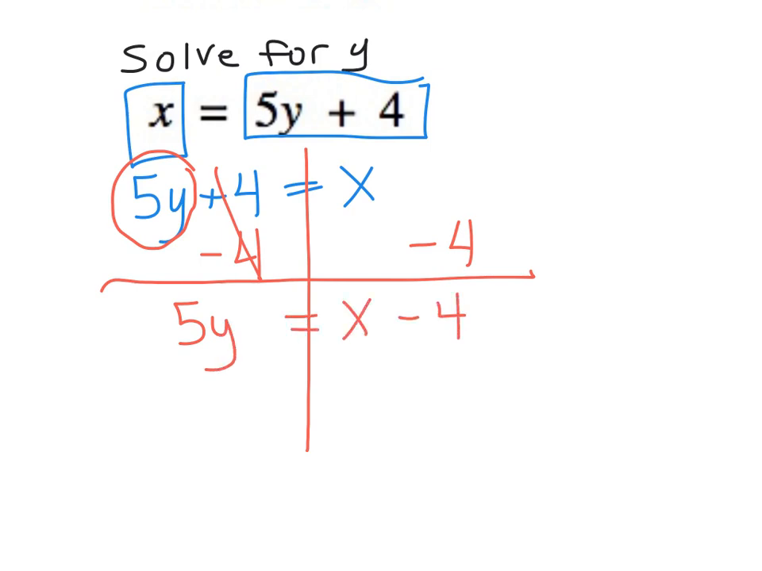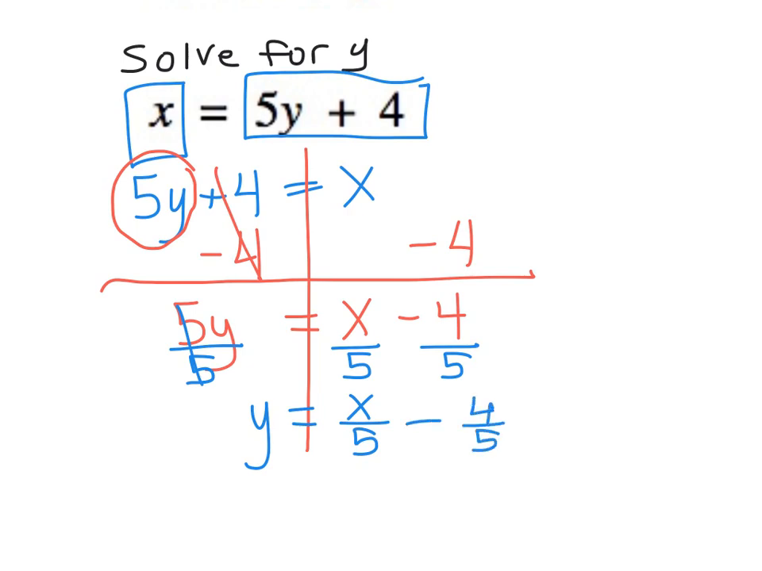Okay, so now that I only have one term on the left side, my y is currently being multiplied by 5. So the inverse of multiply is to divide. So I'm going to divide all of my terms by 5. My 5's cancel, and I have y equals x over 5 minus 4 over 5.